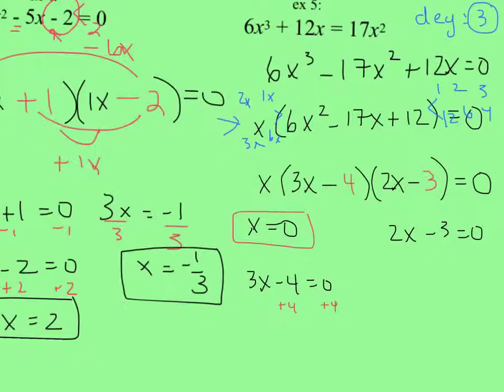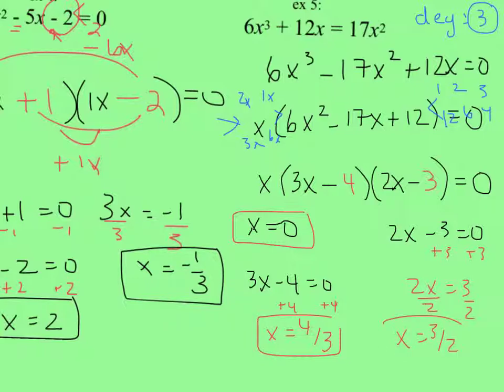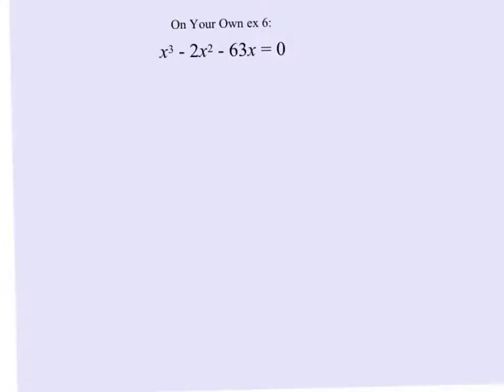Add 4 to both sides, and then divide by 3, and I get x equals positive 4/3, and then add 3 to both sides, and divide by 2, and I get x equals 3/2. And there are my 3 answers. You can plug those back in to check.